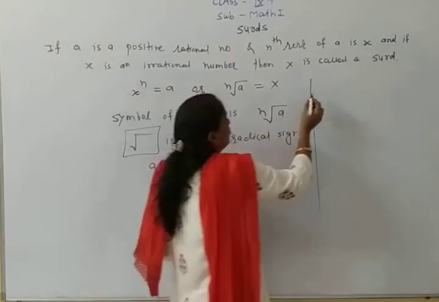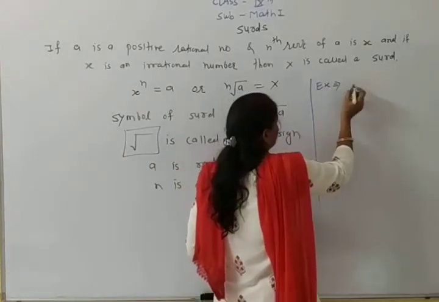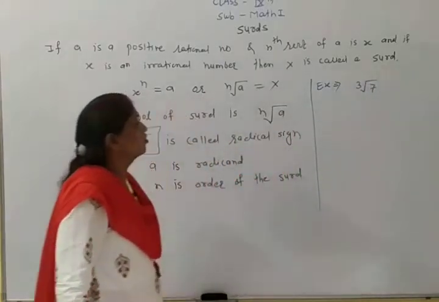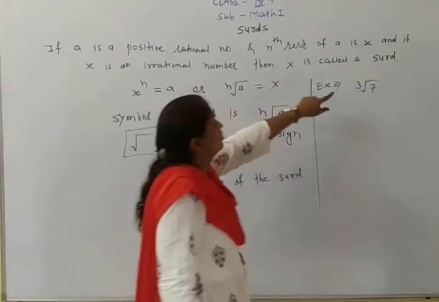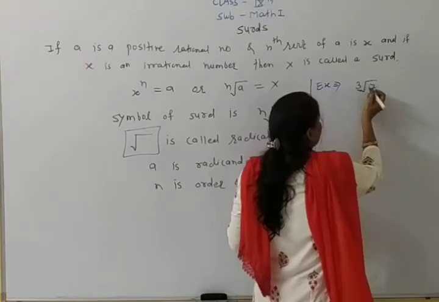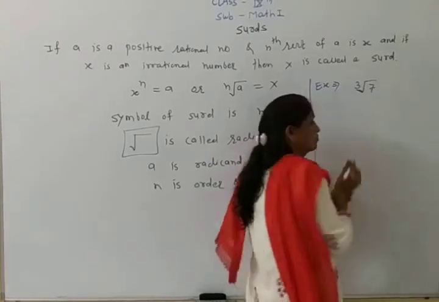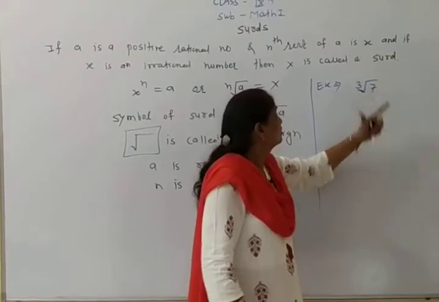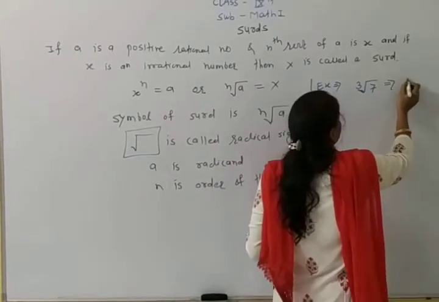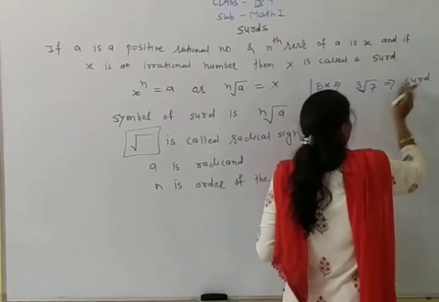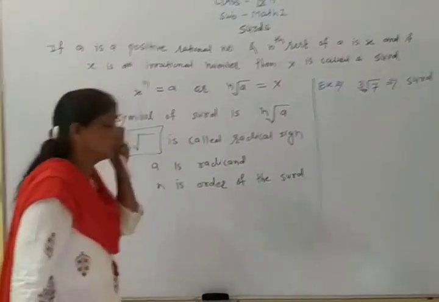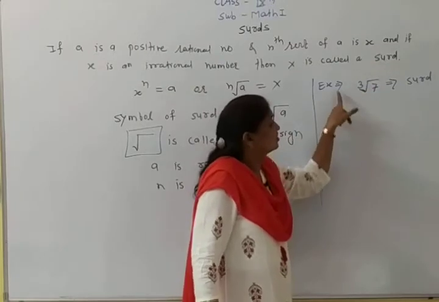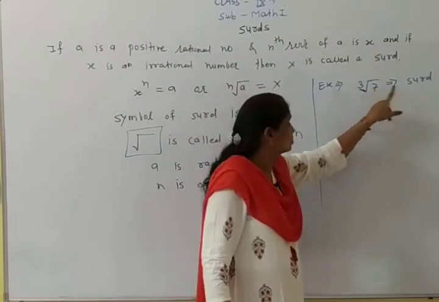For example, cube root of 7. Is this a surd or not? What is the cube root of 7? It cannot be solved. So this is a surd, because this is an irrational number. Surds are always irrational numbers. This number cannot be solved. So this is called a surd.